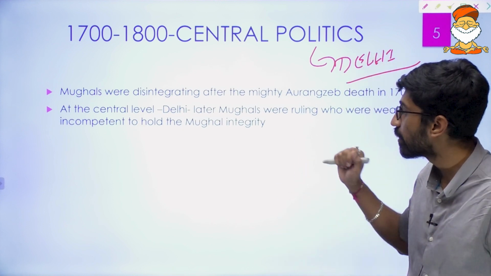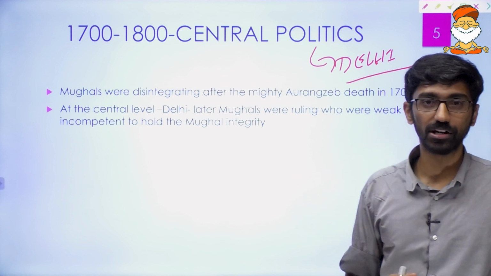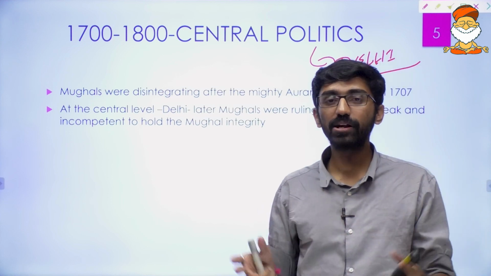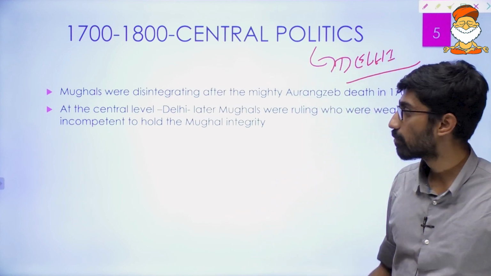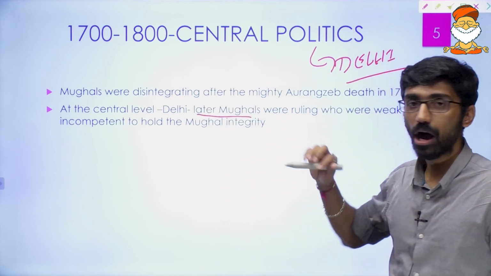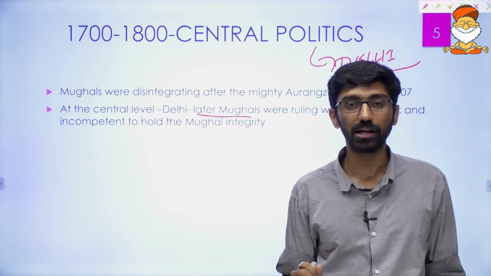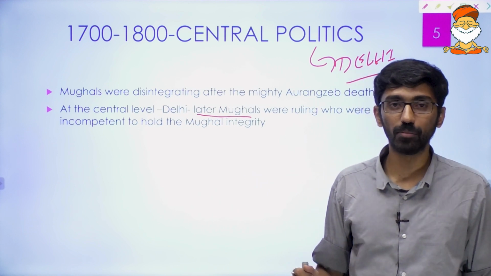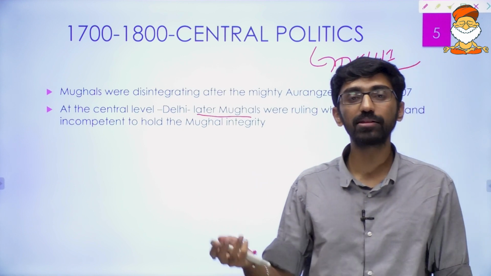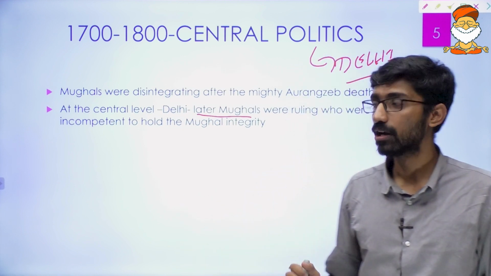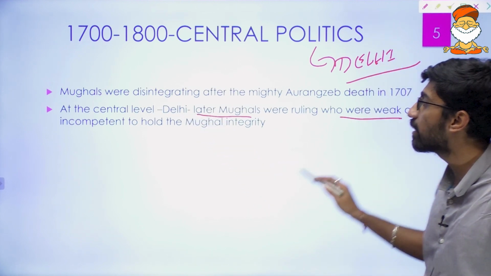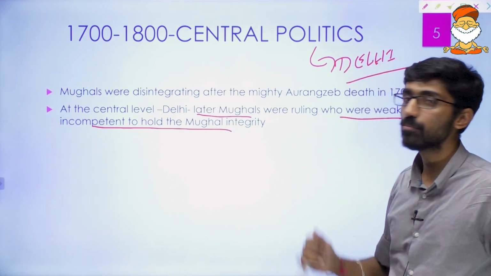But what happened after 1707, after the death of Aurangzeb, is that at the central level, at the Delhi level, the politics started to crumble. Particularly the later Mughals, the rulers who came after Aurangzeb, like Farrukh Siyar, Bahadur Shah, Alamgir II, and Akbar II. All these persons were called what? Later Mughals. At the Delhi level, the later Mughals were ruling, who were very weak and incompetent toward the Mughal integrity.